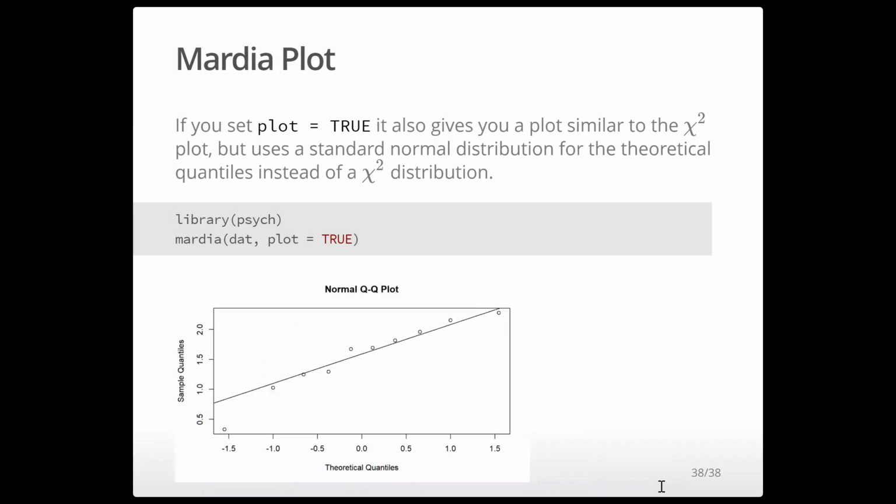We can also get a plot from the mardia function. I'm not exactly sure what this plot is. It's not exactly the same as the chi-square plot that we saw, because if you note, the x-axis includes negative values. The chi-square distribution does not. So this is something similar to what we saw. It's a slightly different version of the plot. It's another version of a QQ plot for multivariate data. And so you have that as well.